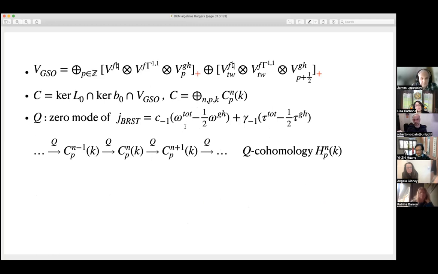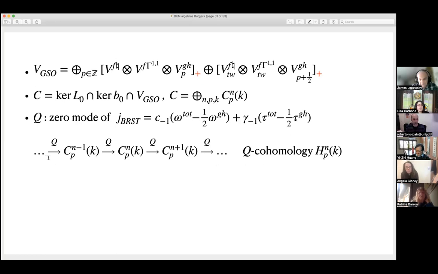The only thing that I want to stress is that the BRST operator is built in terms of the conformal vector of your vertex algebra and the super conformal vector. This means that only the group of automorphisms of your algebra that preserves the super Virasoro algebra will induce a nice action on your BKM algebra at the end, because only those automorphisms induce a good action on the Q cohomology.